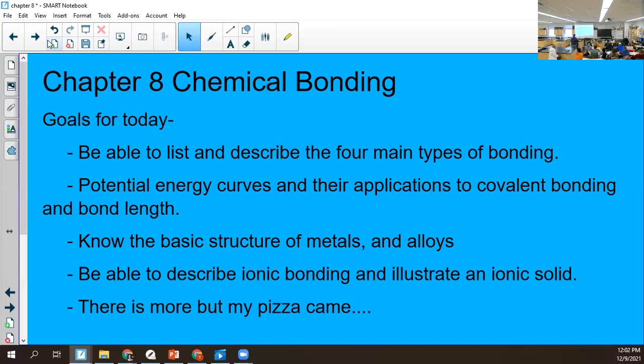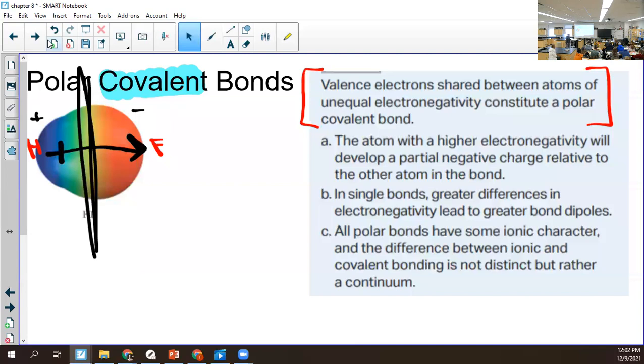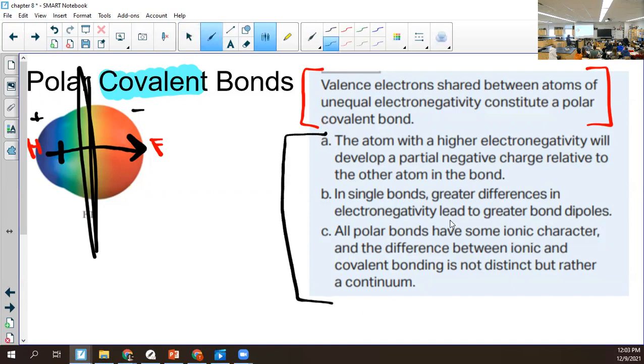All right. A polar covalent bond is when the electron is shared unequally. That's the key. It's covalent, which means it's shared, but it's not equal. That means it's polar, two-sided. All right. So this is what AP absolutely wants you to know, and I don't remember how far we got, so we'll just click it off. The atom with a higher electronegativity will develop a partial negative charge relative to the other atom.